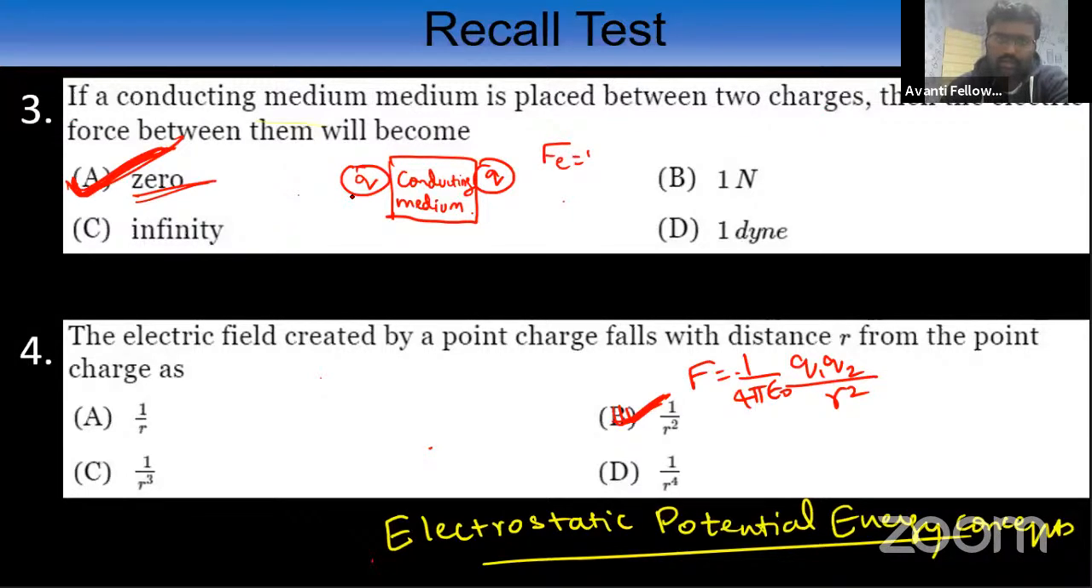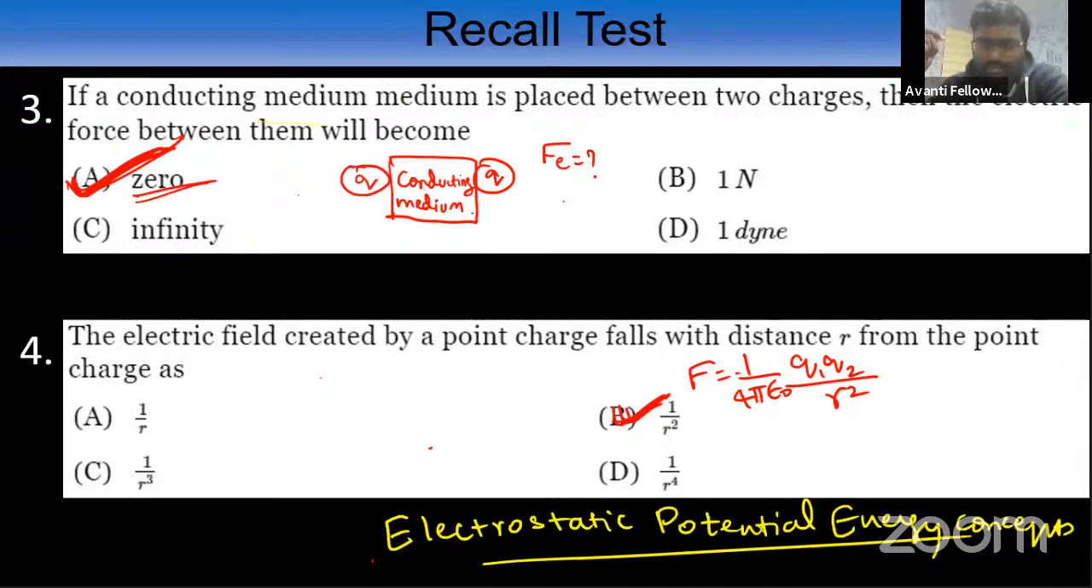What is Fe? Come on, guys, reply in the chat box. The answer was zero, yes, but why? When we keep a conducting medium between two charges, the electric force between them will be zero. Why? Try to guess. What could be the possible reason?